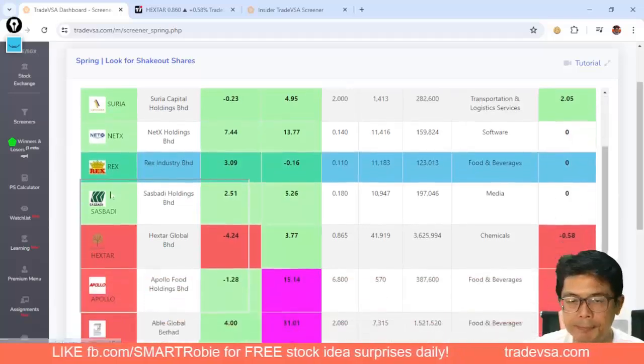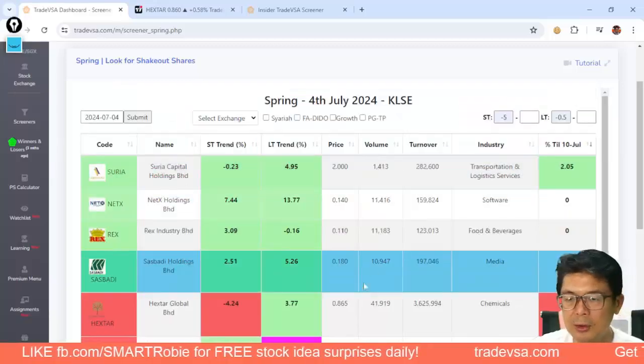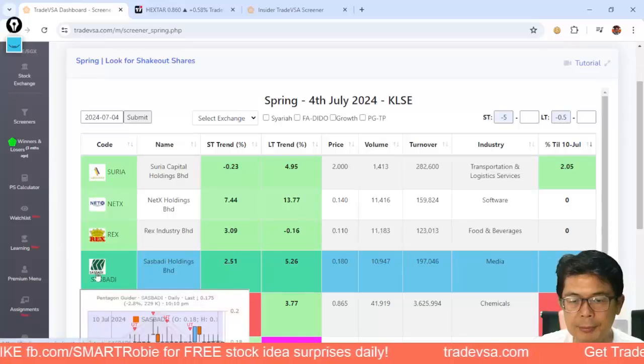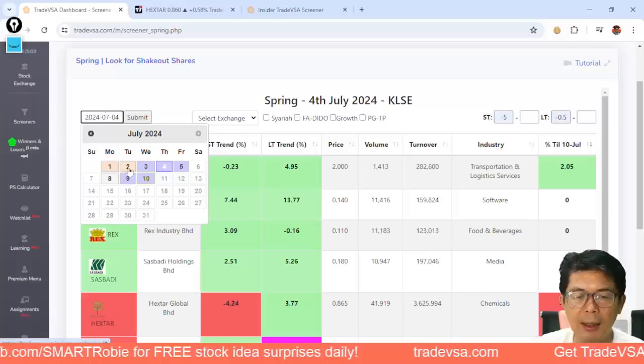This is 11 cent Rex. Yeah, Rex. All this TikTok one, no, don't trade. So small, 10,000 shares. Sasabadi. Yeah, also same thing. Usually we try to pick. So we don't go too far back.